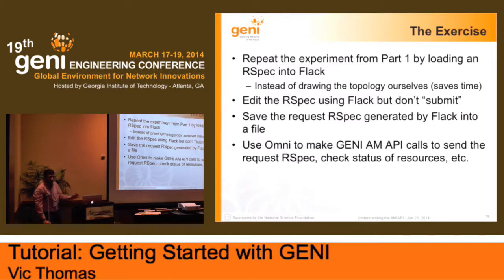So that's what we will use. We'll do an experiment very similar to what we did before lunch, except we will use Omni. We could write the RSpec by hand, the XML document, but that would be extremely error prone and tedious. So we're going to use FLACK just to generate the RSpec. And we're not going to have FLACK do anything like submit the request. We're going to do that ourselves. So we're going to tell FLACK to generate the RSpec, essentially export it from FLACK, and then we can look at the RSpec, submit it ourselves and get resources.